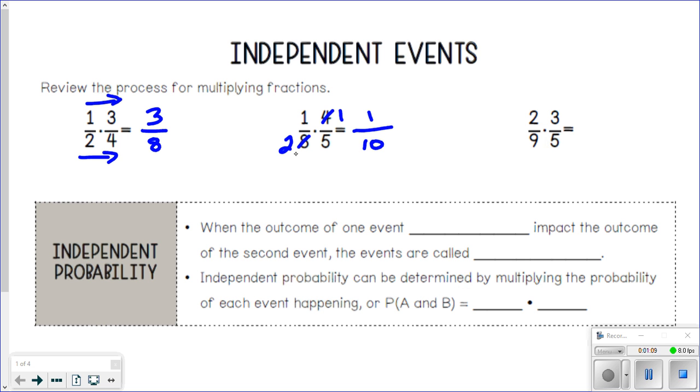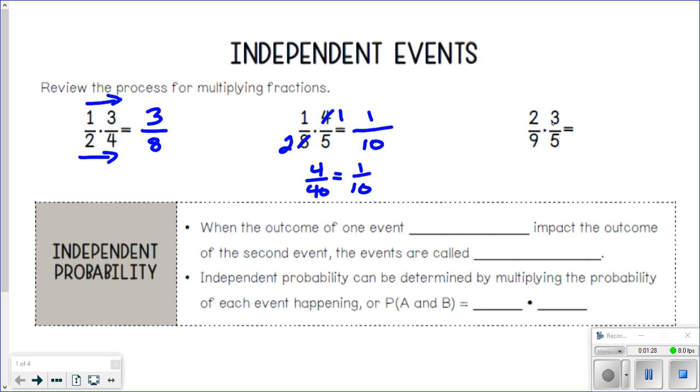Now, if I hadn't simplified the diagonals here, the 4 and the 8, I would have done 1 times 4 is 4, and 8 times 5 is 40, and 4 over 40 simplifies to 1/10. So it's a matter of either simplifying at the end or simplifying before you multiply them together.